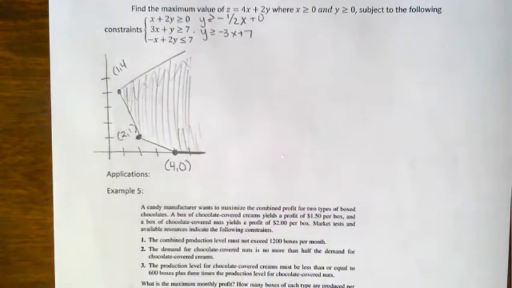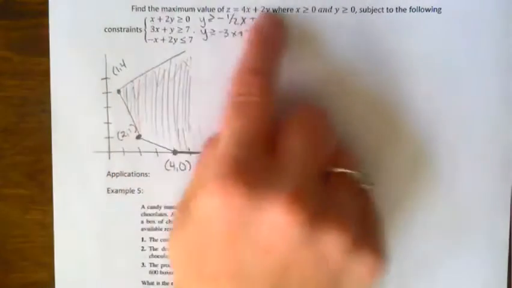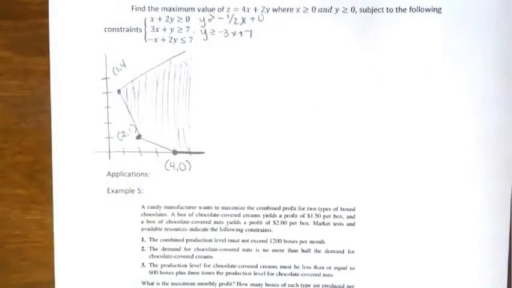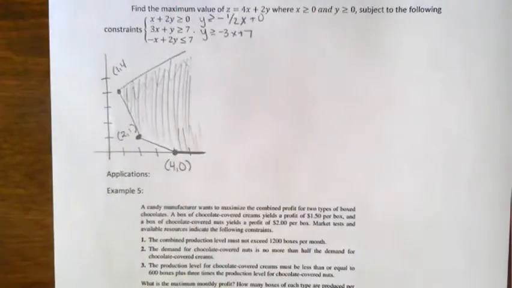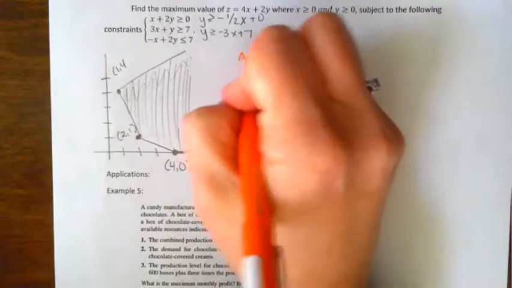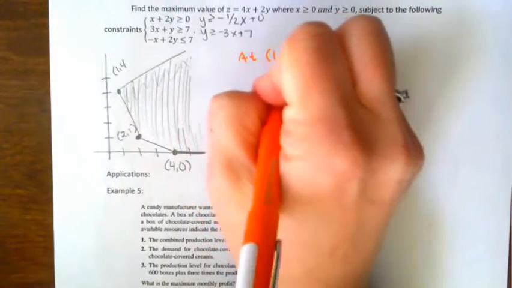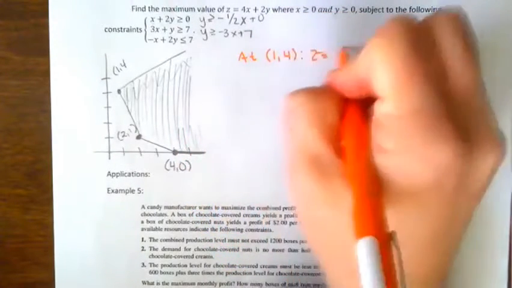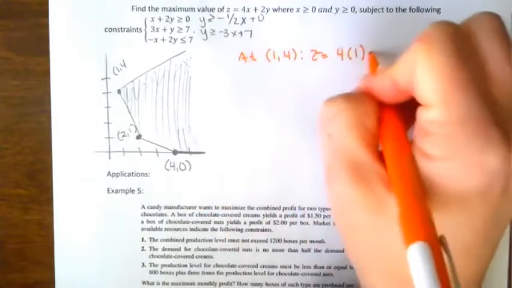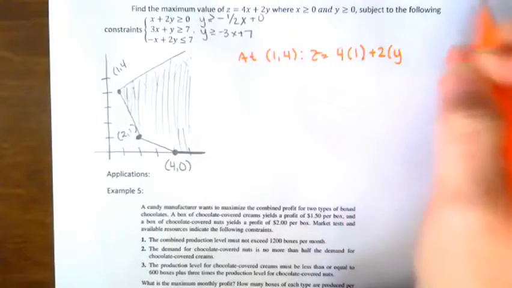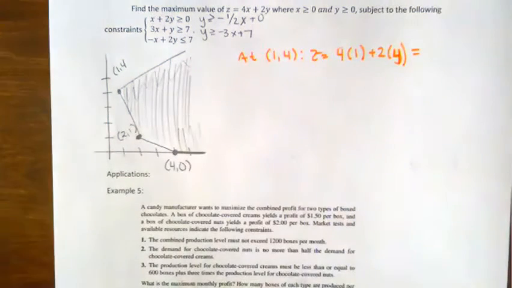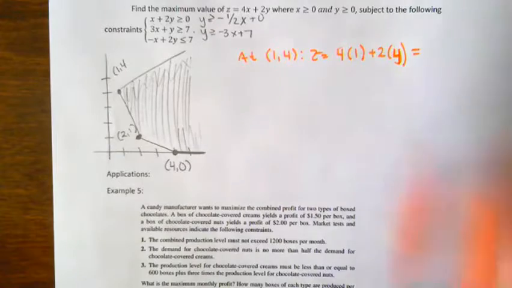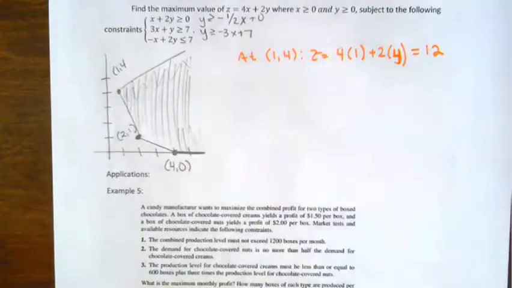Yeah, but we can still go ahead and find our values for this, and then we'll talk about something here in a second, okay? So as we look at this, let's do the point at (1, 4) first. Z would equal 4 times x, which is 1, plus 2 times y, which is 4. What do we get? We get 12. Yep. Okay.